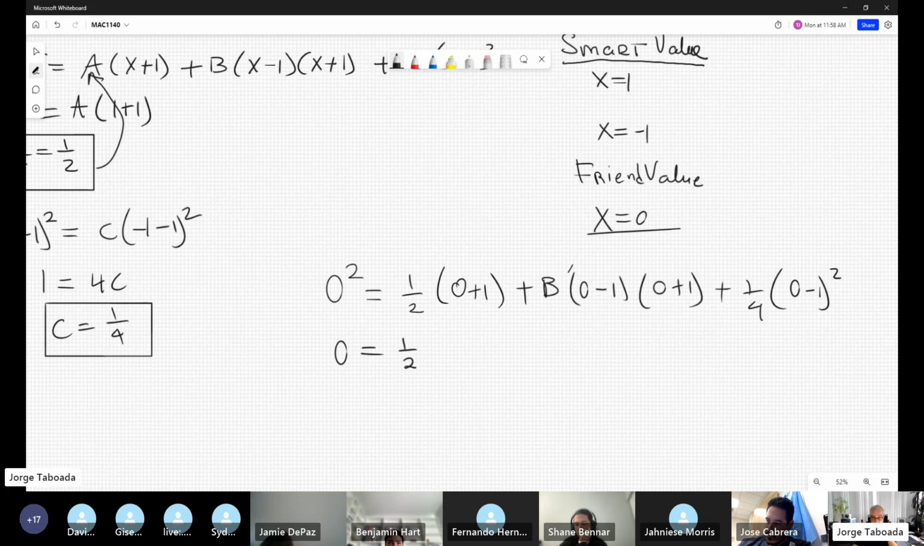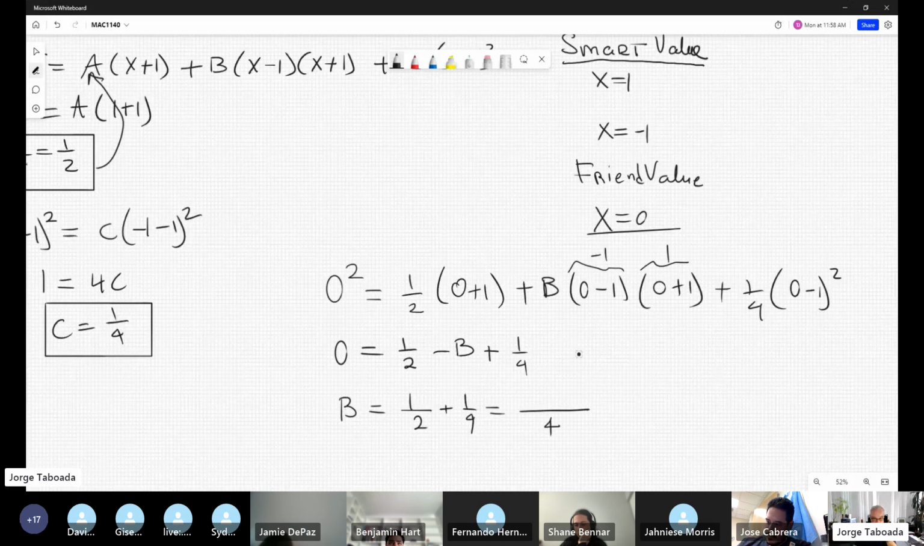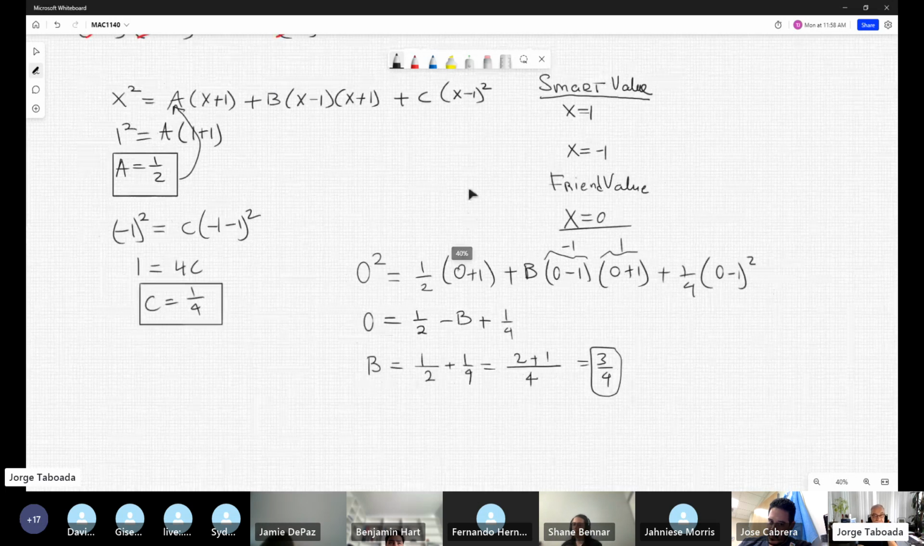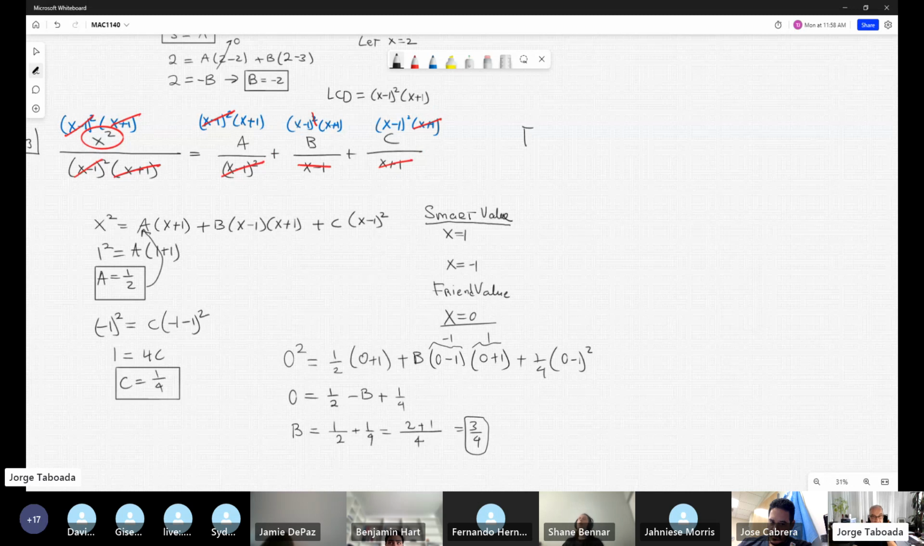This is minus 1 and this is plus 1, together the multiplication is minus B, plus, yes, plus because this is squared, minus 1 squared is plus 1, times 1/4. Cool. Now B alone, I move B to the left, and we have 1/4 plus 1/4. Do the math, the least common denominator is 4, this is 2 plus 1 equals 3/4. Boom, I finished. So now I need to write the final answer. The final answer then is: we have three parts in the fractions of the decomposition.